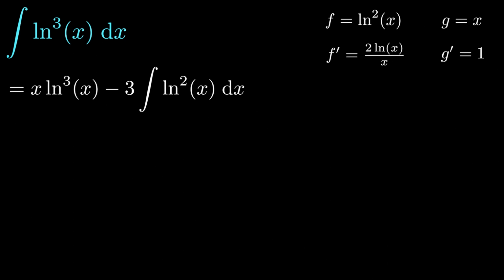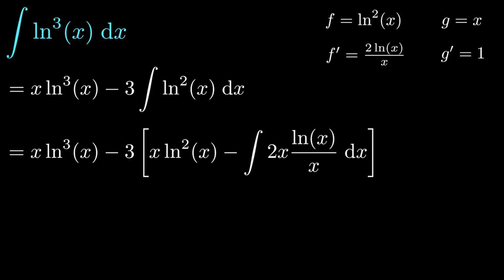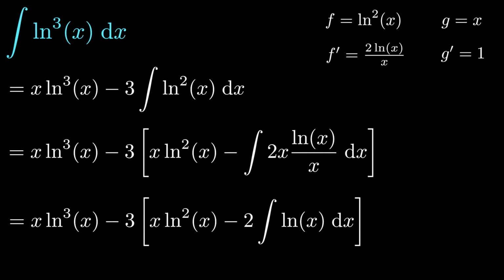In using our integration by parts formula, we have x multiplied by the natural logarithm of x cubed minus 3 multiplied by x multiplied by the natural logarithm of x squared minus the integral of 2x times the natural logarithm of x divided by x dx. Again, we can simplify by cancelling the x in the numerator with the x in the denominator and bringing the 2 outside of the integral sign, so that we have the following expression. But again, we have an integral that we need to use integration by parts to evaluate. That is, we have the integral of the natural logarithm of x dx.